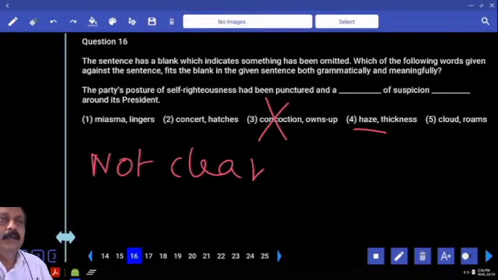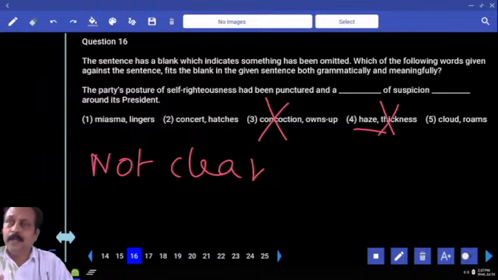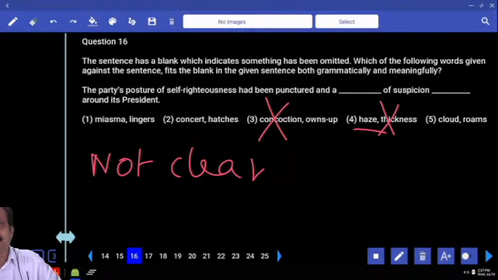Hazy. My thoughts were hazy. Means clear or not clear? Not clear. So write that. Does it go with thickness? Thickness around its president? Does it make any sense? No. Mark it wrong. Punctured and a cloud of suspicion. That's a standard expression. We do say cloud of suspicion.